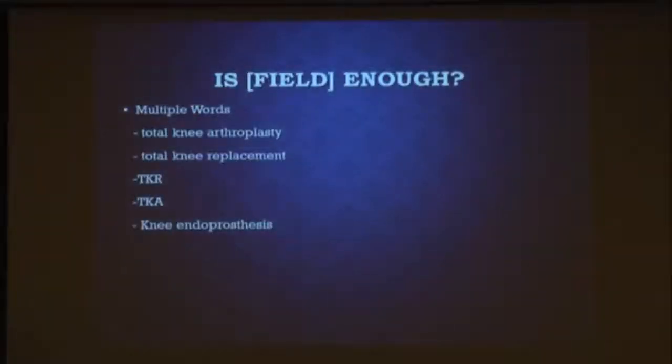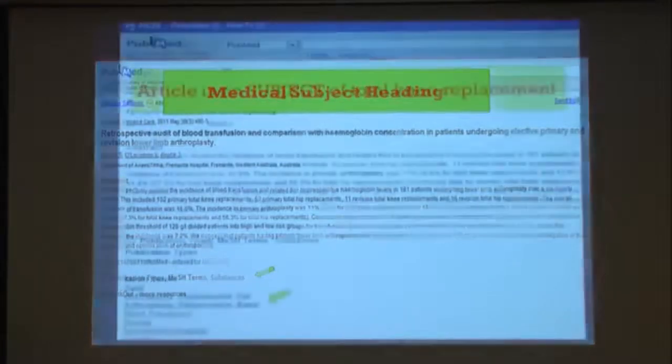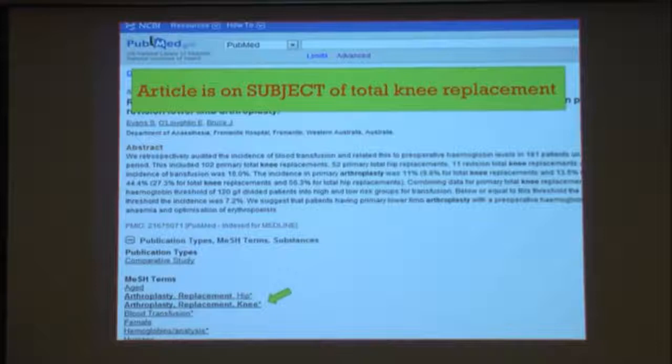So that's about fields. But is field enough? Because the same concepts are explained by various authors using different words. So if you do a review only by TKA, you'll miss all the other articles. So the concept of MeSH terms is there to help you. What MeSH means is the article is on the subject of that particular heading. So how to find a MeSH term? This is the abstract on the PubMed page. Just click on MeSH terms here and you find what are the MeSH terms related to that topic.